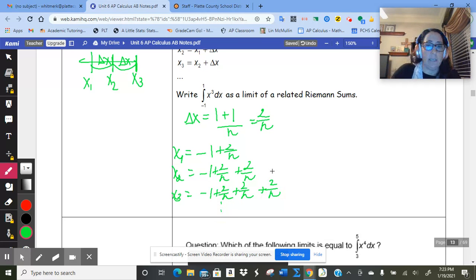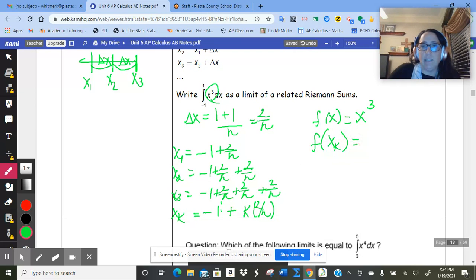I continue this process. So I can see that my x sub k here is going to be -1 plus, if I was at 3, I had 1, 2, 3 delta x's. When I was at 2, I had 2 delta x's. So here we can say I'm going to have k times that delta x of 2 over n. Now I know f of x, they told me here, was x cubed. So I need to find x sub k plugged into this. This would be -1 plus k times that 2 over n, all cubed.